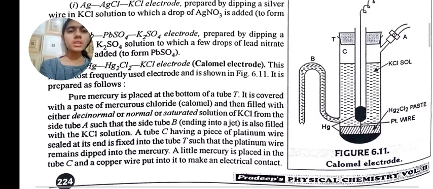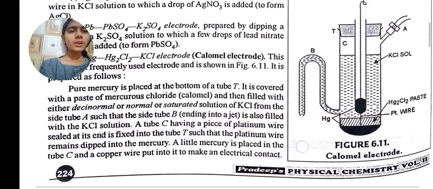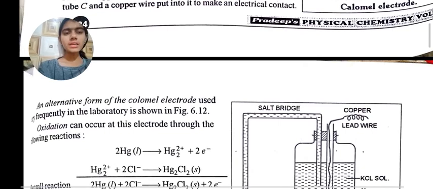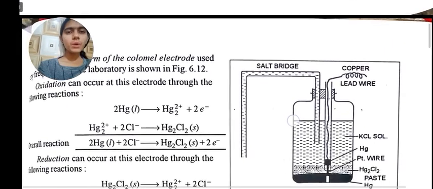A tube C having a piece of platinum wire sealed at its ends is fixed into the tube T, such that the platinum wire remains dipped into the mercury. A little mercury is placed in the tube C and a copper wire put into it to make an electrical contact. An alternative form of calomel electrode, used as frequently in the laboratory, is shown in figure 6.12.